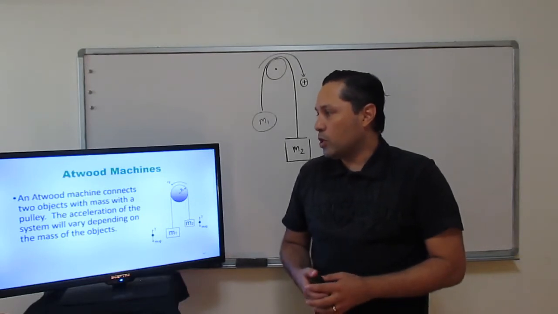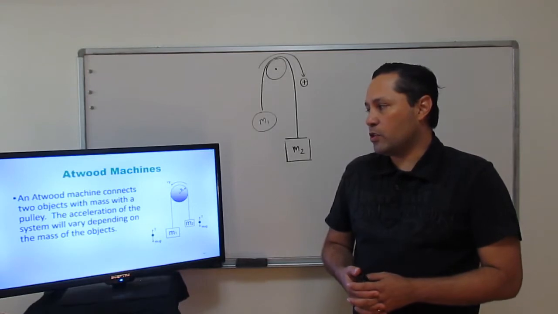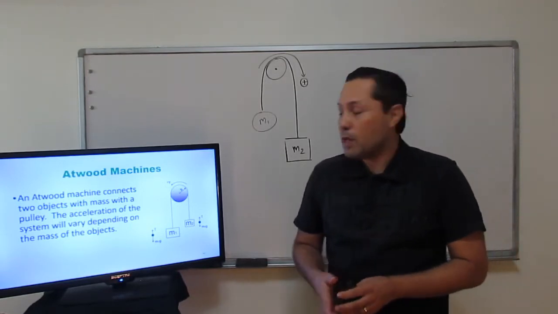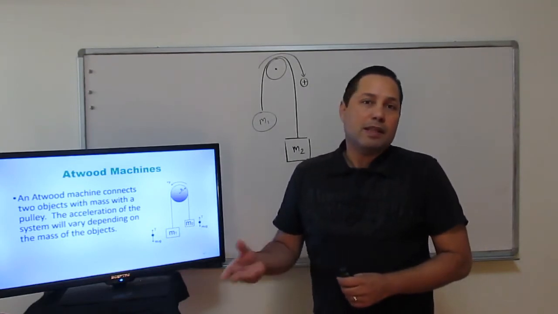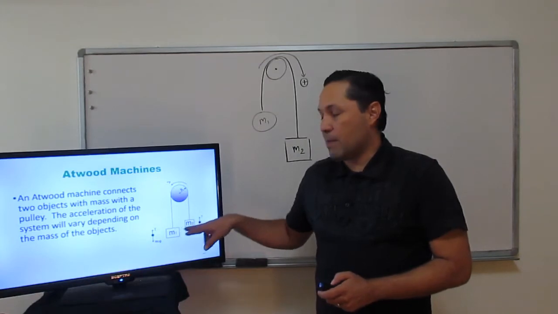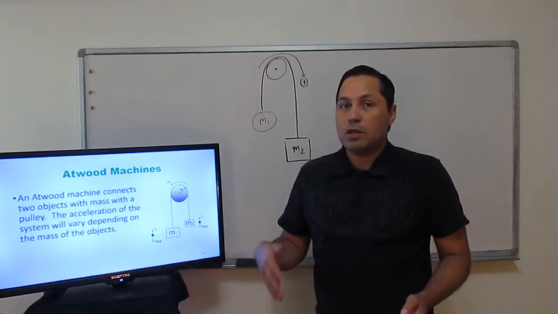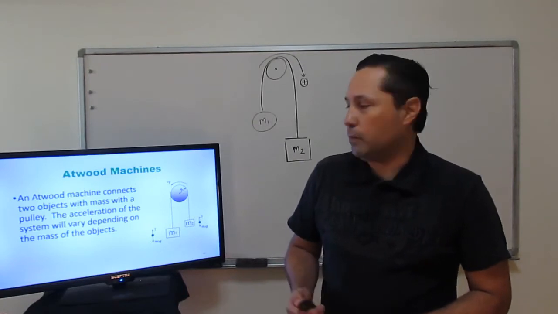It says an Atwood machine connects two objects with mass with a pulley. The acceleration of the system varies depending on the mass of the objects. If the mass of the objects is close to each other, so there's a small difference between them, that system will have a very small acceleration. If the difference in mass between the two objects is very large, therefore there will be a large acceleration for the system.